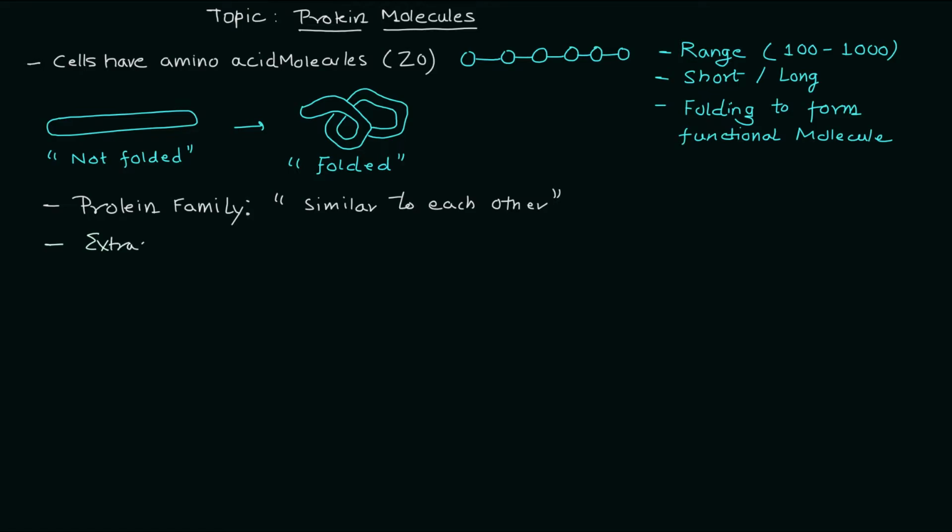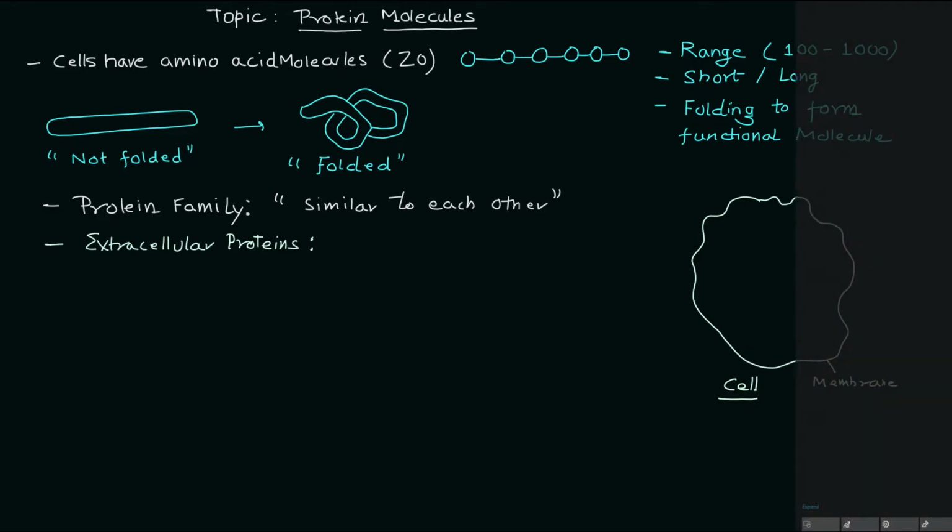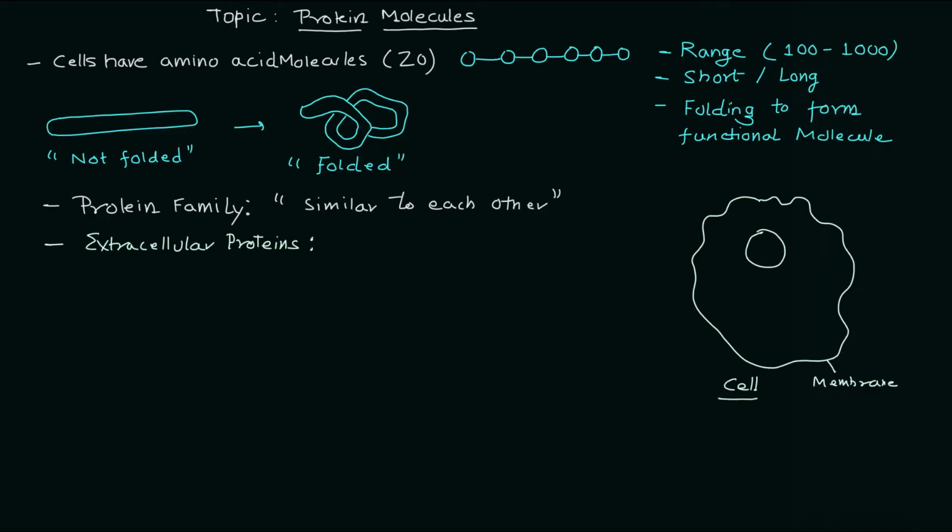Next point is what extracellular proteins are. Let me show this by designing the cellular structure. Consider this is your cell and this is the membrane of the cell. The extracellular proteins will be present outside the cell. If I highlight them using a red circle, you can see these proteins that are present outside the cell. They are extracellular proteins.